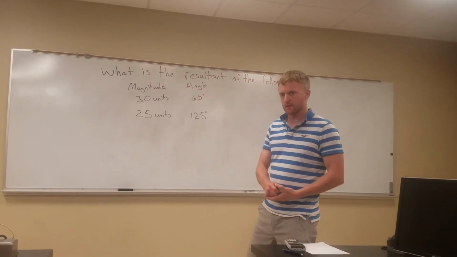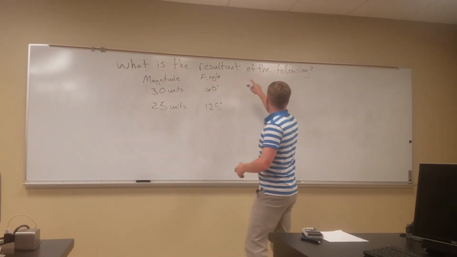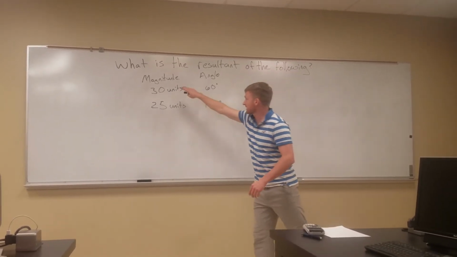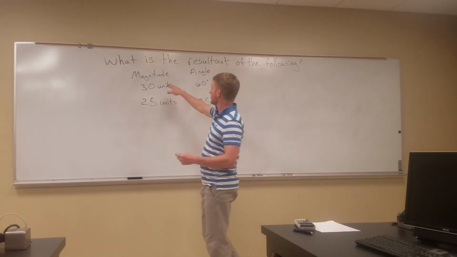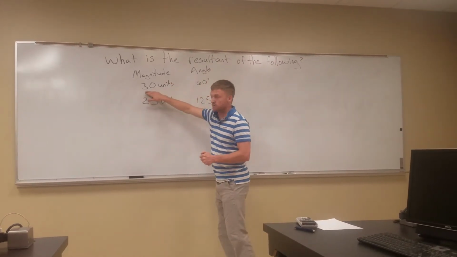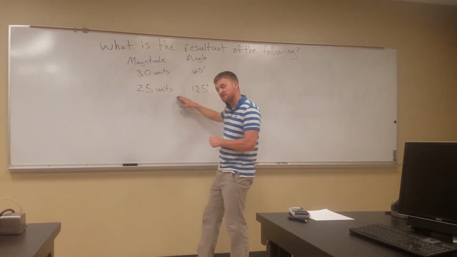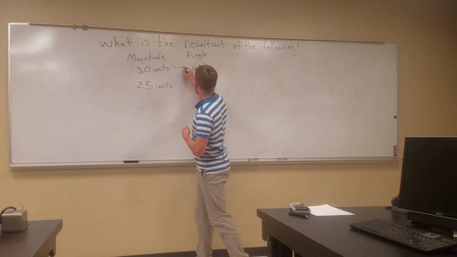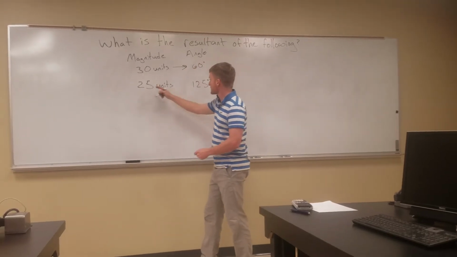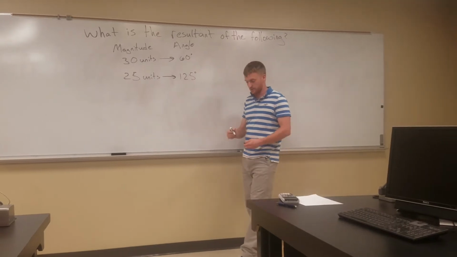Right, welcome back. So, physics class. What is the resultant of the following? Magnitude and angle, okay? We have a magnitude of 30 units and another magnitude of 25 units. The 30 units correspond to an angle of 60 degrees. The 25 units corresponds with an angle of 125 degrees.